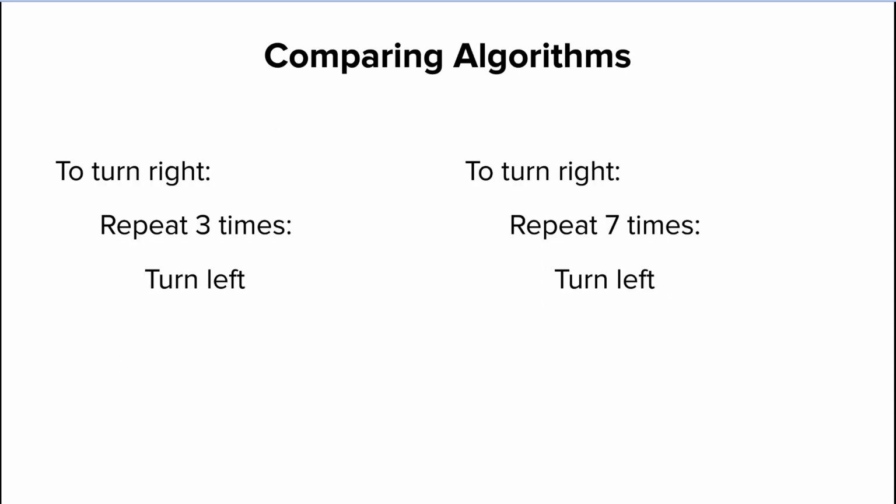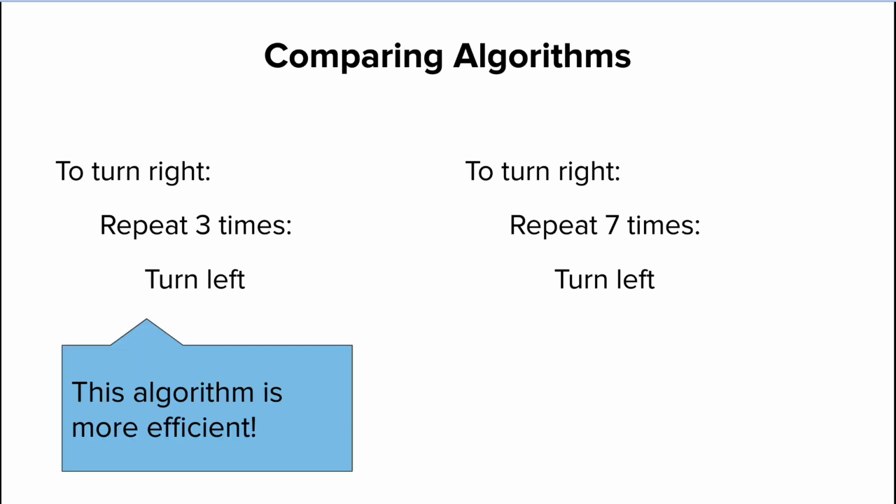Let's compare a few algorithms. Take a look at both of these algorithms written in pseudocode. Which is the better algorithm? This first algorithm is more efficient. Even though both of these will turn a person to the right, the second one will take longer to do it and might make you dizzy.